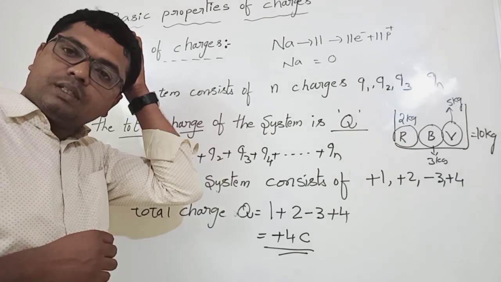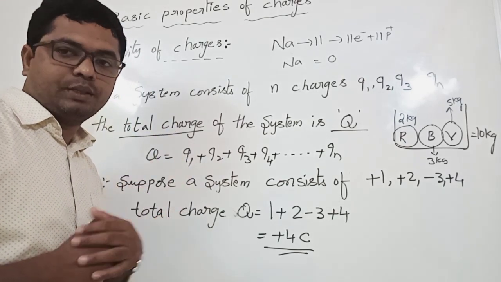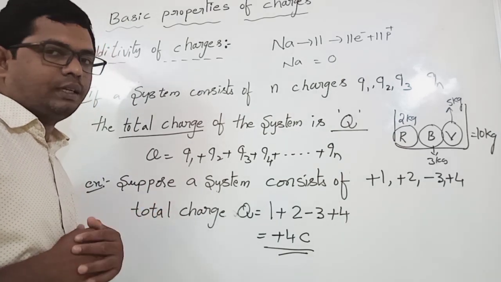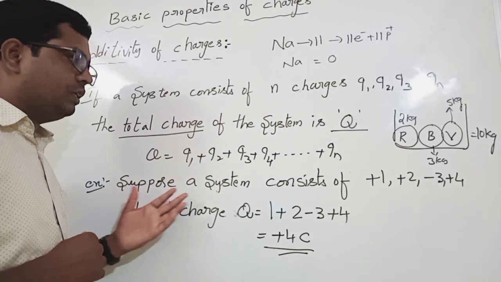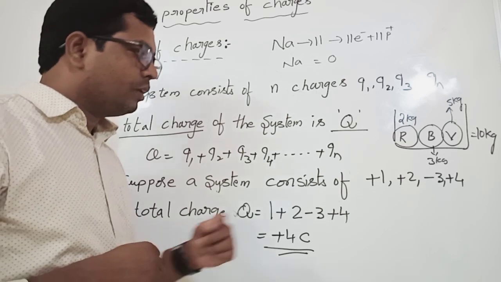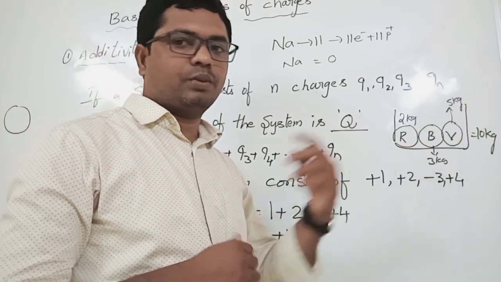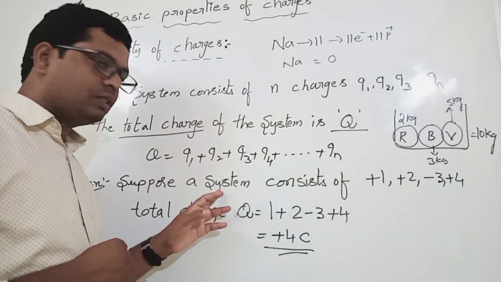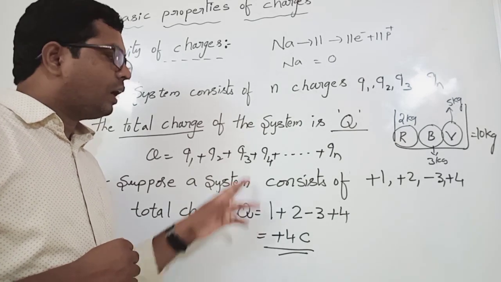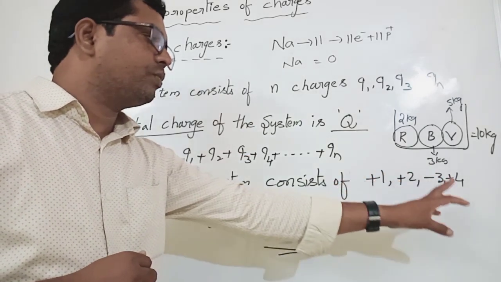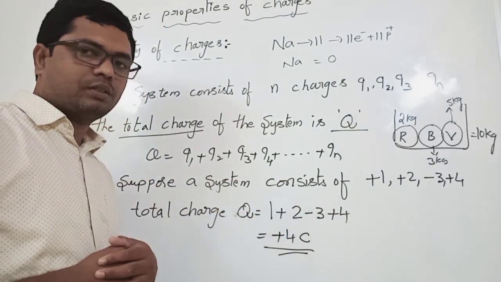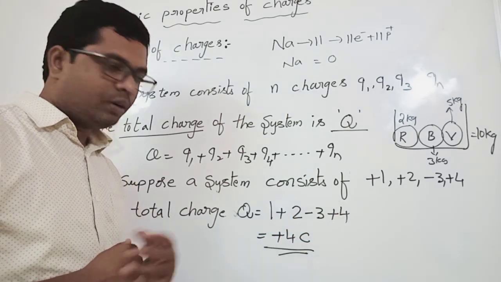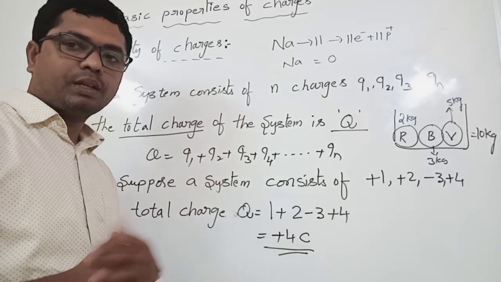But as per our discussion, charge may be positive or negative. So I will tell you one other example to understand the nature of additivity. There is one system consisting of 4 different charges: plus 1, plus 2, minus 3, plus 4. The total charge of this system is assumed to be capital Q. The algebraic sum of these 4 charges is the charge of the system. That is 1 plus 2 minus 3 plus 4, so the charge of the system is equal to plus 4 coulombs.